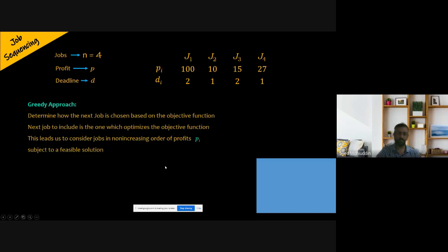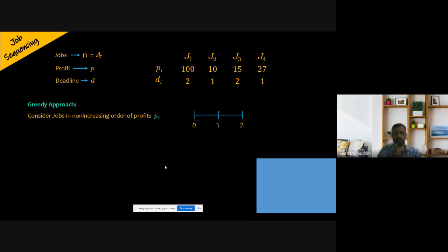Okay. Now let us talk about the greedy approach. That is how jobs are chosen. You can read this statement, and that is what I have just now discussed. So in the greedy approach, we consider jobs in decreasing, or non-increasing, order of profits, and then schedule those jobs such that their deadlines are not violated.